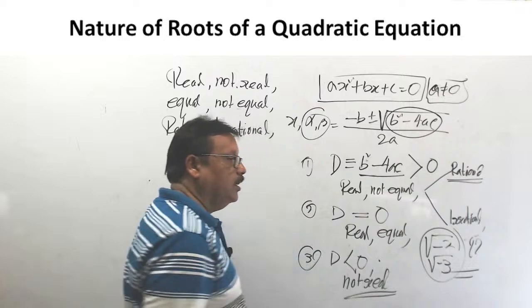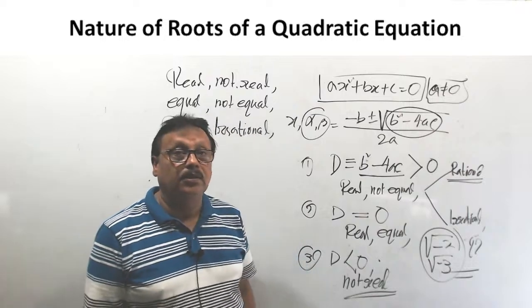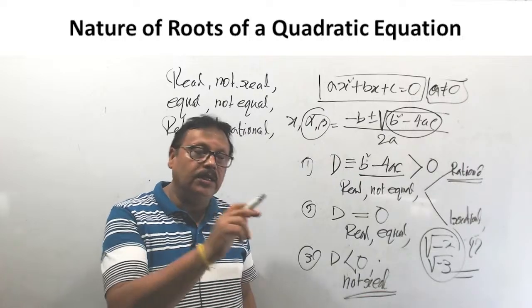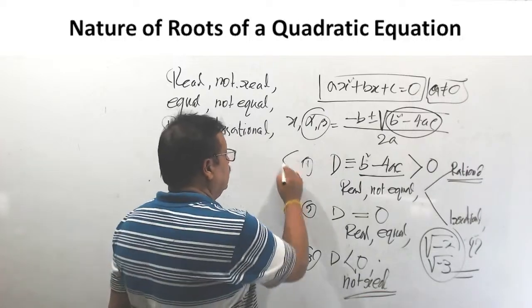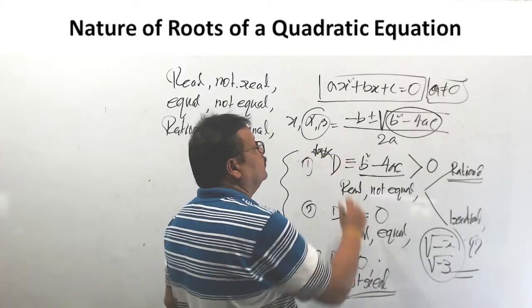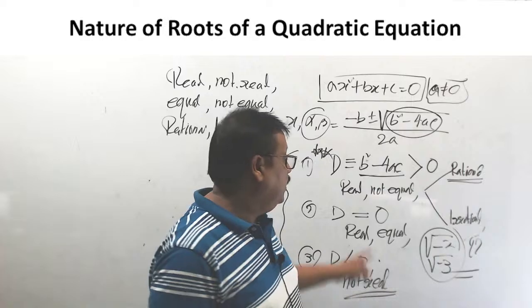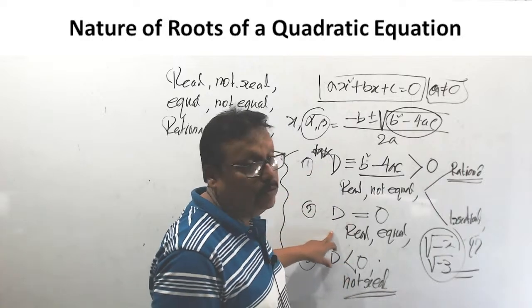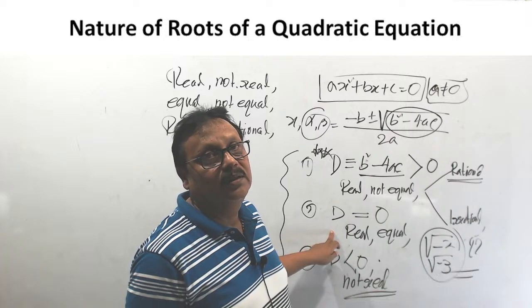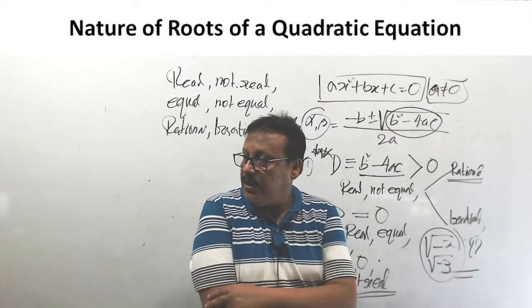Roots will be not real and equal. Not equal. Roots will be not real, not real, not equal. Understood? These are the 3 conditions only. The first one is very important. Understood? Depending on the first one and the second one, more problems come in this chapter. Understood? Are you clear?